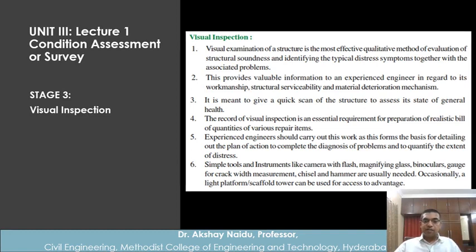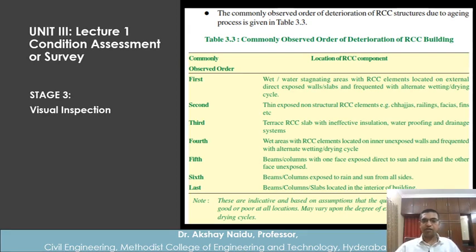Next, very important, simple tools and instruments like a camera with flash, magnifying glass, binoculars, gauge for crack width measurement, chisel and hammer are usually needed. Occasionally, a light platform scaffold tower can be used for access to advantage. So in this visual inspection stage, generally we don't go directly for NDT. It is a stage which precedes the NDT stage. But we have to carry some instruments like this. In the upcoming lectures, we will see the whole detail of visual inspection.